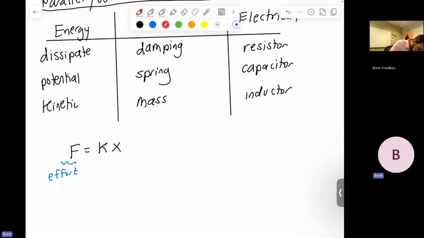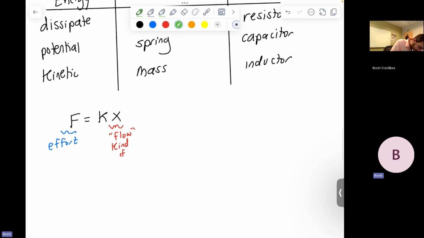The position is some form of what we call flow. Now, this isn't exactly flow. This is something like a flow. We'll explain the differences later. But the idea is that there's an effort causing some movement, and the movement itself is related to what we call a flow variable. So we have an effort variable and a flow variable. And the relationship between them is given by some sort of impedance. So what we will call the K, this is some sort of impedance.